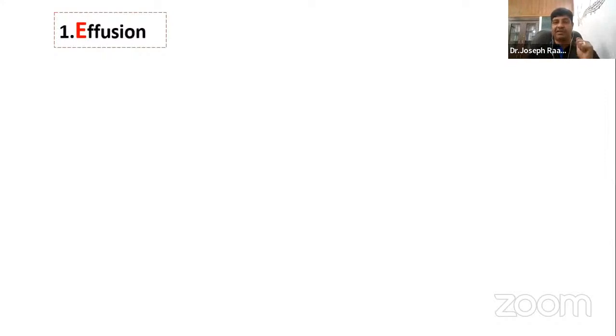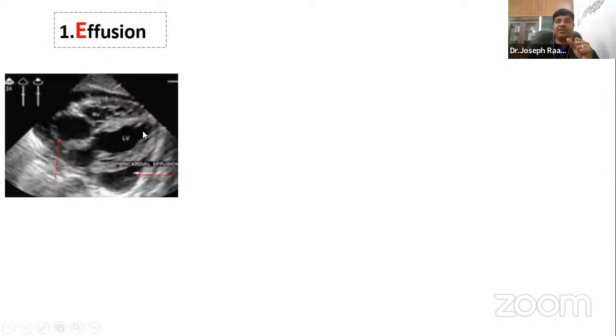The first E is effusion. Just use the subcostal view to know whether there is a pericardial effusion, and then whether this effusion is causing tamponade or not. In case tamponade is there, there is going to be a diastolic collapse of the right ventricle or right atrium during diastole. If that sign is there, then that is a cardiac tamponade. So the first E is to pick up whether effusion is there or not.